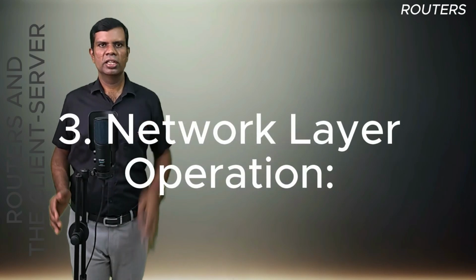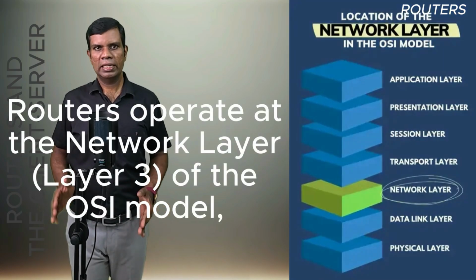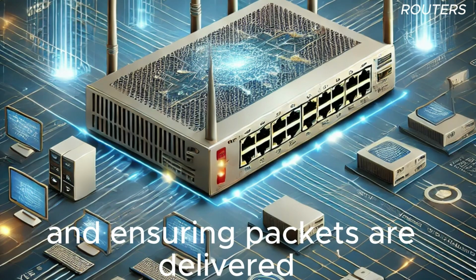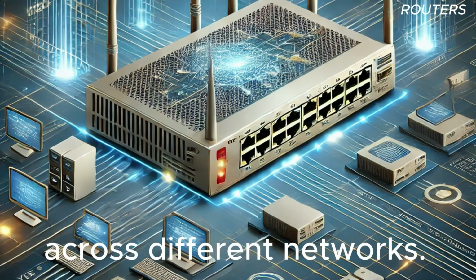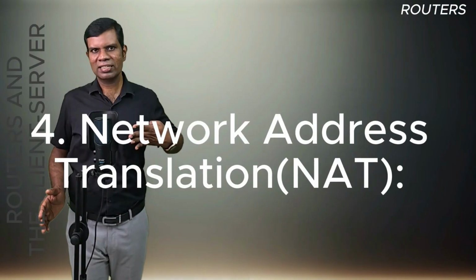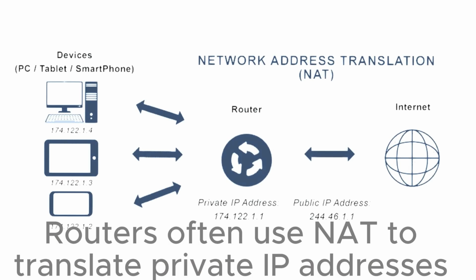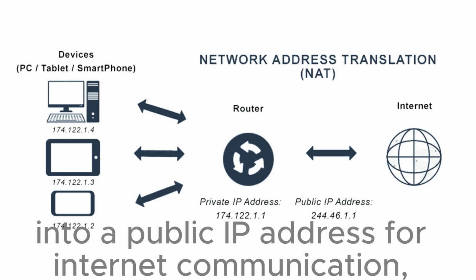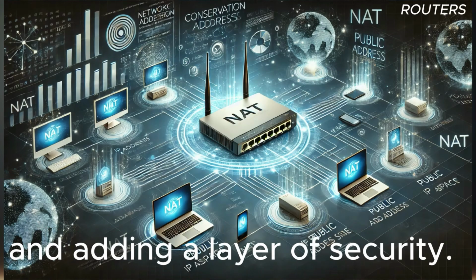Network layer operation. Routers operate at the network layer, layer 3 of the OSI model, handling IP addresses and ensuring packets are delivered across different networks. Network address translation, NAT. Routers often use NAT to translate private IP addresses into a public IP address for Internet communication, conserving IP address space and adding a layer of security.